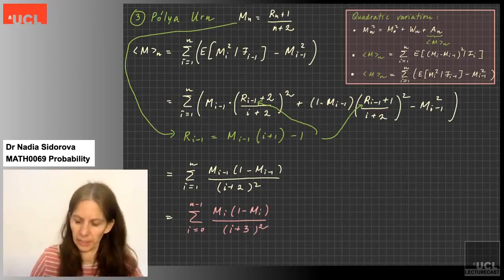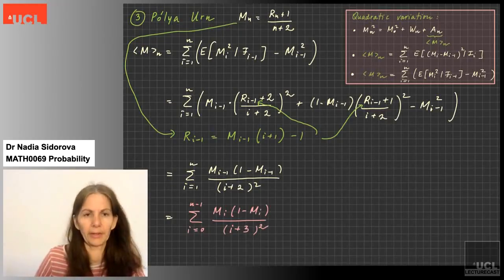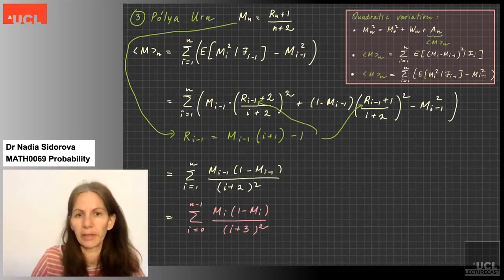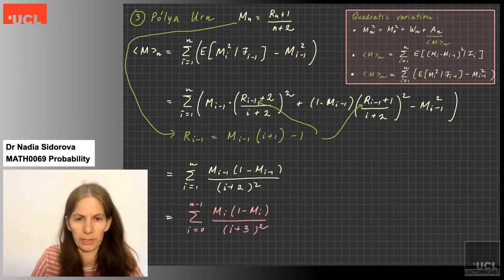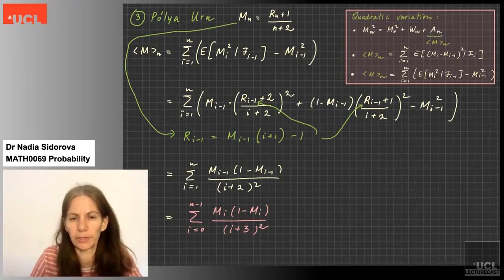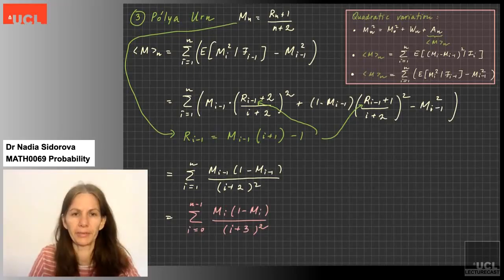So this is the quadratic variation of the Pólya urn at time n. And again, the quick check: it is increasing because M, the proportion, is between 0 and 1, so every term is non-negative and adds to our quadratic variation.